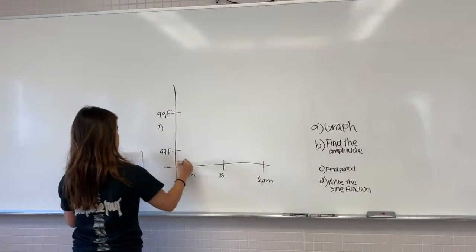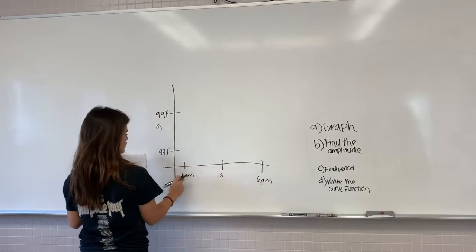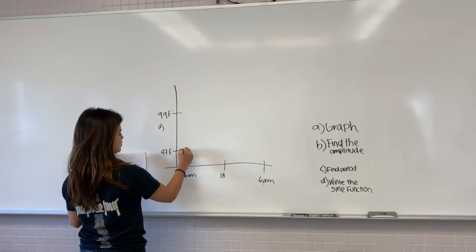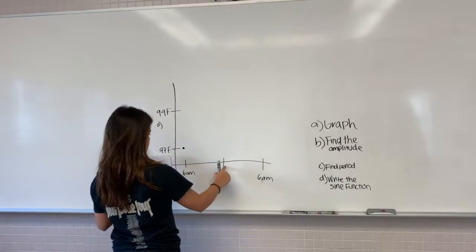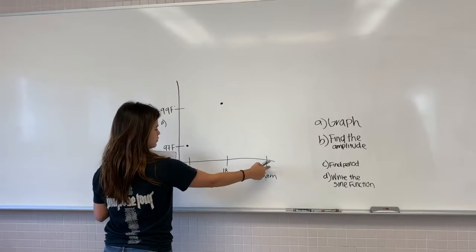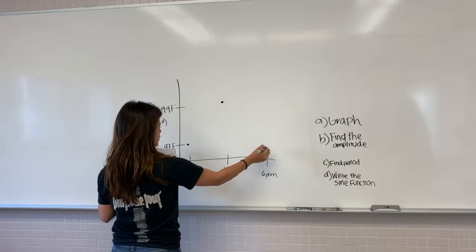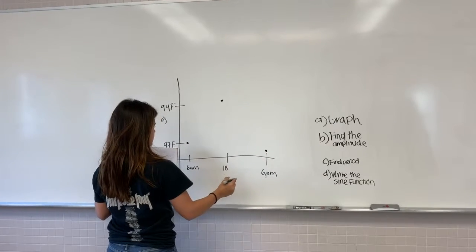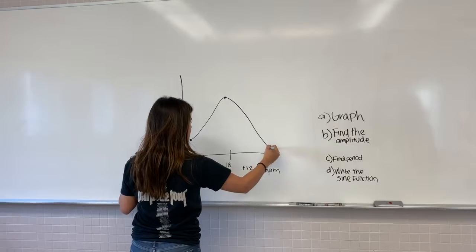At first it says that at 6 a.m. you have your minimum, which is 97 Fahrenheit, so you put a dot in there. 12 hours later is your maximum, you put your 99 in there. And 6 a.m., which is 24 hours later, you have the same, which is your minimum, 97 Fahrenheit. Then you're going to sketch your graph, and it's going to look something like this.